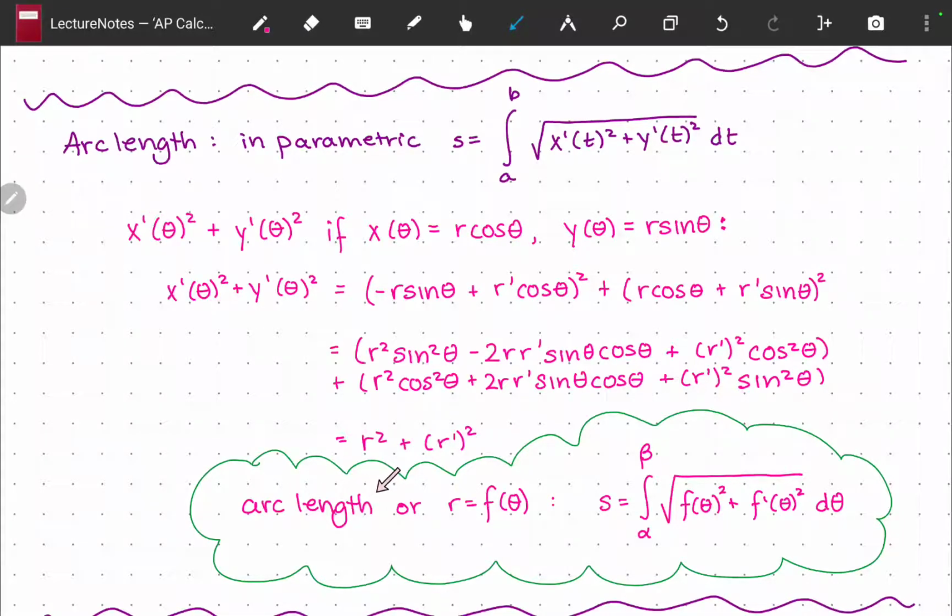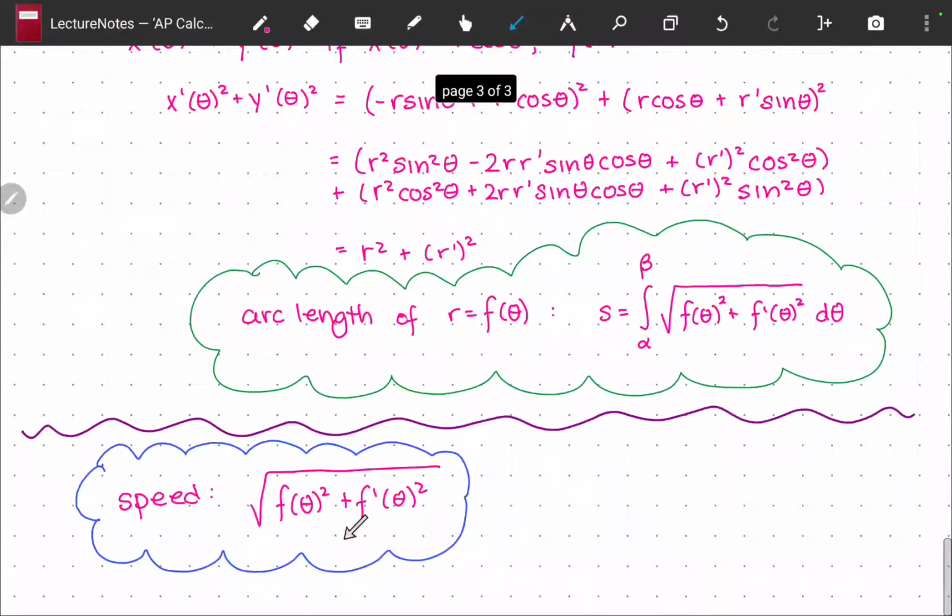So it turns out for arc length, when r equals f of theta, it's just this. r squared is really f of theta squared. r prime squared is f prime of theta squared. And we get that. And then you can just use the formula.